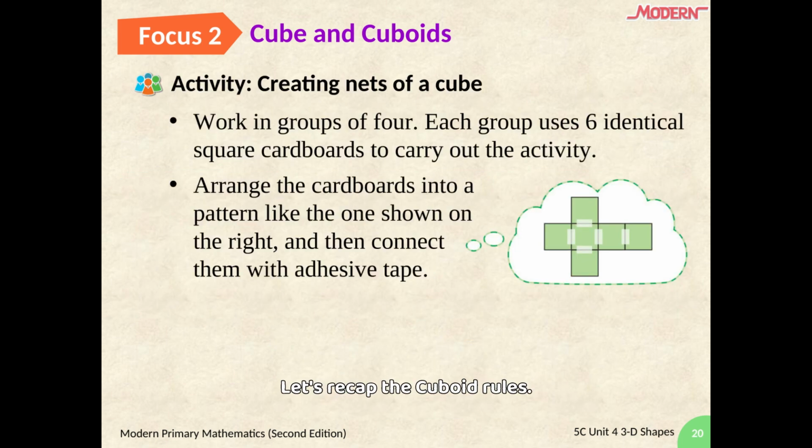Let's recap the cuboid rules. A cuboid is a quadrilateral prism with 6 faces. The rule is, each face can be either a square or a rectangle. It's the inclusive cousin of the cube. Most of the boxes you see in real life, cereal boxes, tissue boxes, shoe boxes, are cuboids. They're the workhorses of the 3D world. They might not be as perfect as cubes, but they sure are useful.